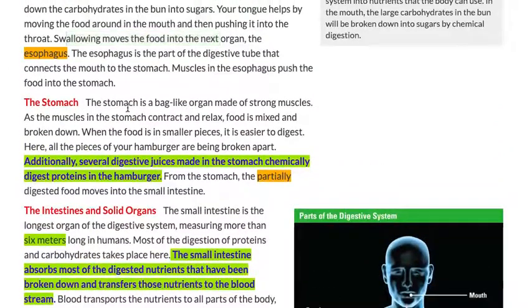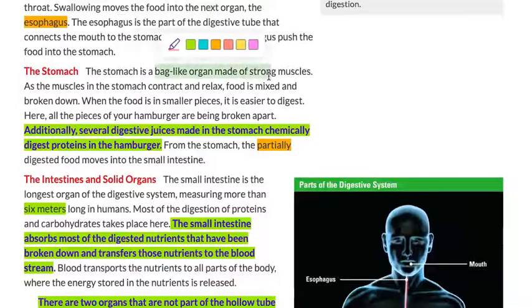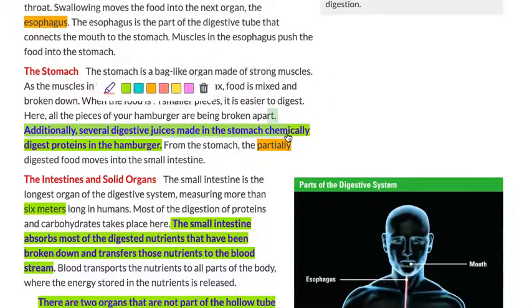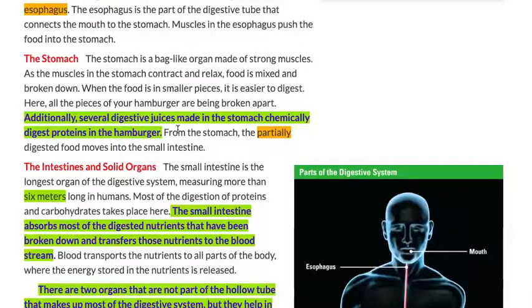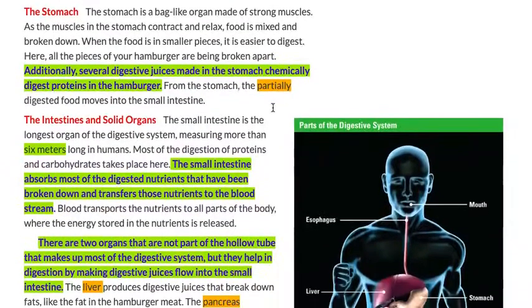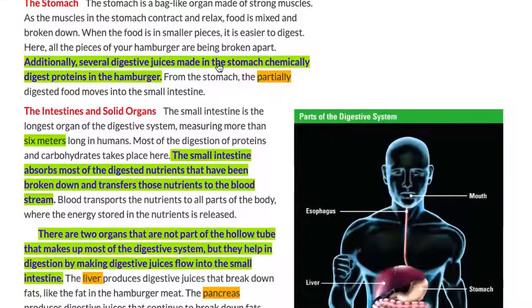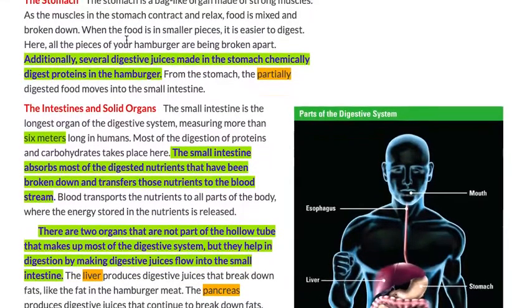And so the stomach is just a bag-like organ made up of strong muscles. You have a lot of digestive juices in there, and there you have more chemical digestion happening. You have a very acidic environment in the stomach, right? And so this helps our food become easier to digest when food particles are broken down even more.